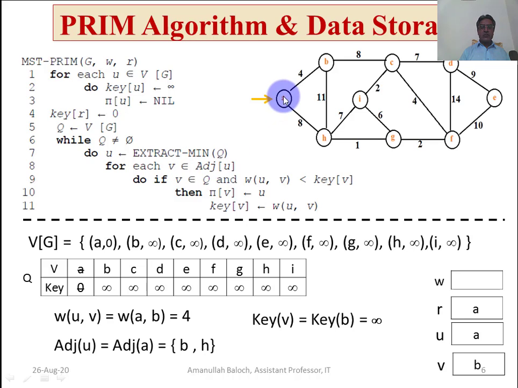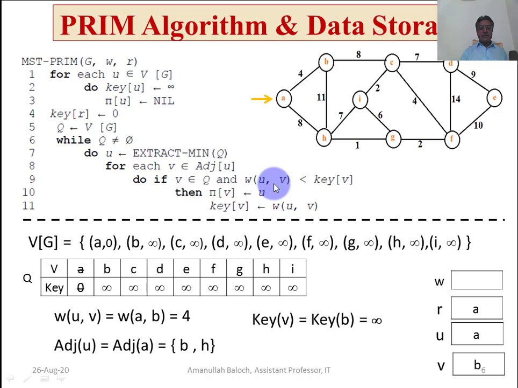Adjacent of A are two values. One is B and the other is H. So adjacent of U, meaning adjacent of A, is equal to B and H. These are two values. Firstly, we consider A. Adjacent of U has two values, B and H. We assign the first value B to V. V contains the value B. Here in the memory you may see V contains the value B. So the weight of U to V, that is the weight of A to B, is 4.